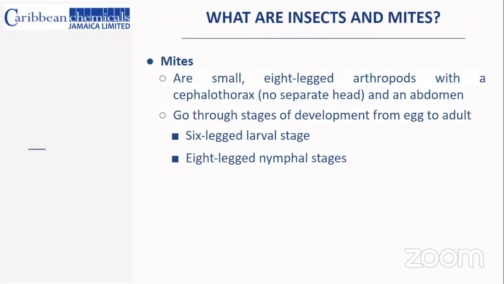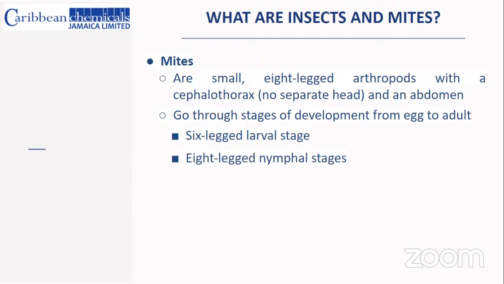Mites are also arthropods, but they have 8 legs and no definite head. The head is fused to the thorax, and we call that a cephalothorax. So they have a cephalothorax and an abdomen, which gives you a kind of wedge-shaped upper body, to give you a rough idea. They have a 6-legged larval stage and an 8-legged nymphal stage.